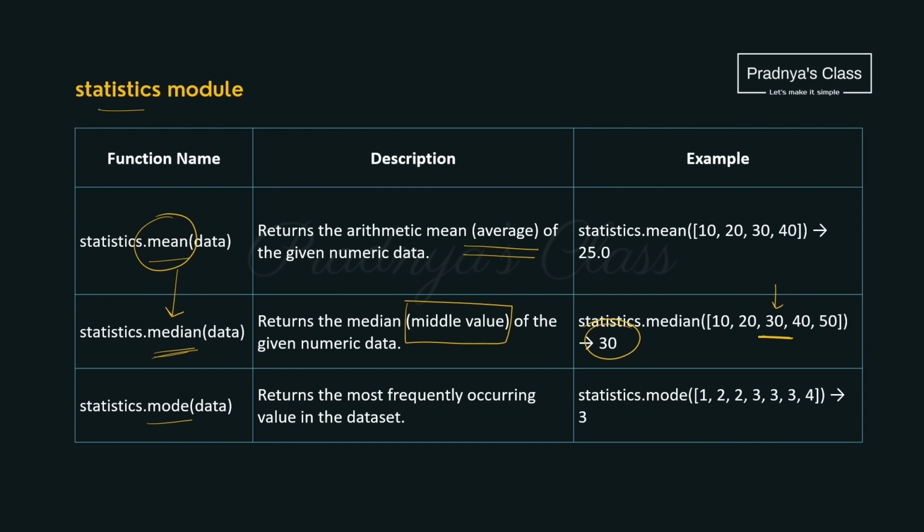When we are using these functions, we need not worry about the formula, how to calculate it. It will directly give the answer. The third function from this module is the mode function. It returns the most frequently occurring value in the dataset. Look at the example. 3 occurs thrice. That's why we got 3. Like the math module, we must import the statistics module also using the import statement.